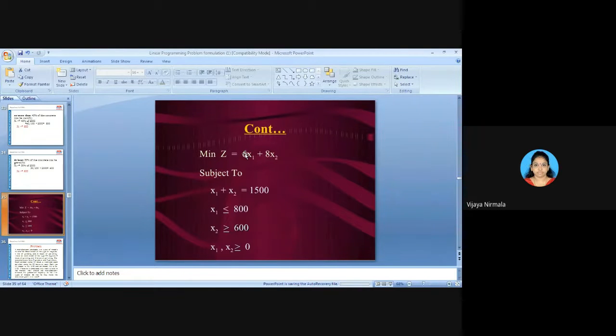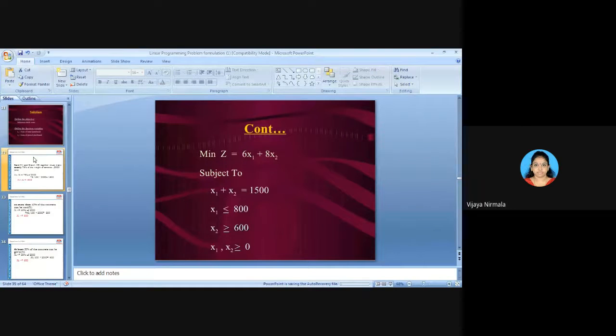In the previous problems, we used to write max Z is equal to, and we used to write the profits, right? But it is a minimization problem. In that, you write the cost. I think you are comfortable. So, minimize Z is equal to 6x1 plus 8x2 subject to the constraints that we are going to write.